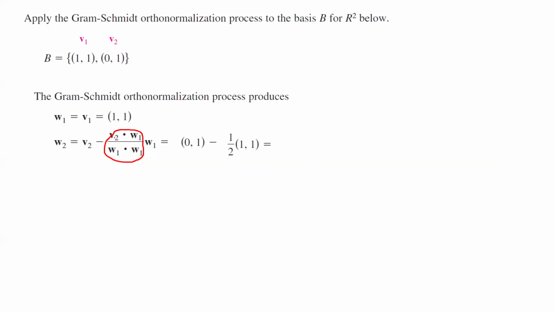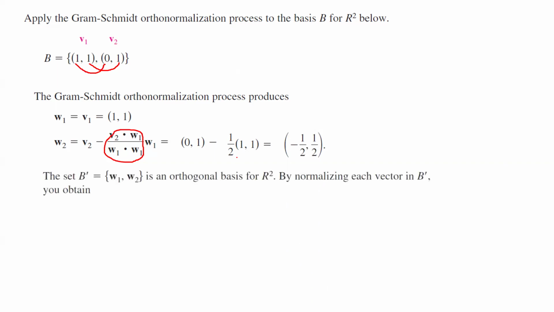So again, the dot product between v2 and v1, here w1 and v1 are the same. 1 times 0 is 0, 1 times 1 is 1. That's how you end up with 1 in the numerator. On the denominator, it is just the dot product of (1, 1) with itself, which is 1 plus 1, or 2. Now, if you do the algebra, we get negative a half and a half.